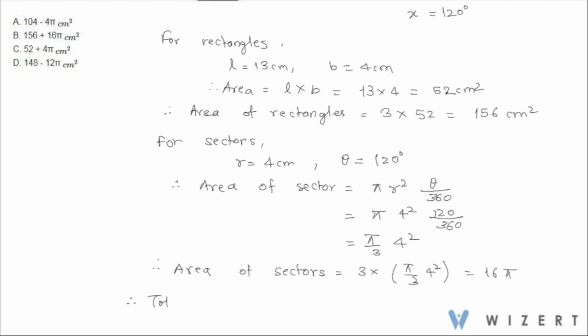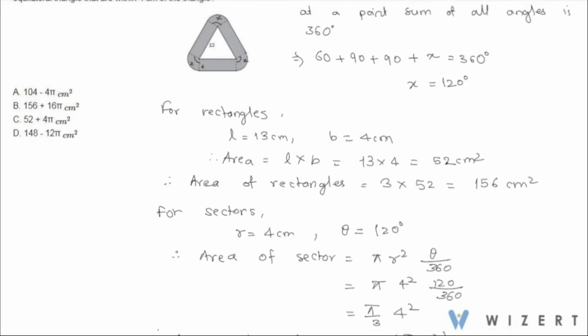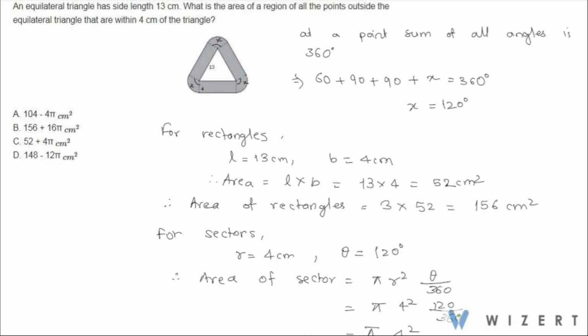Therefore total area will be sum of areas of all rectangles plus sum of areas of all sectors, which is equal to 156 plus 16 pi. If we look at the options, what we have here is, yes, answer is option B.